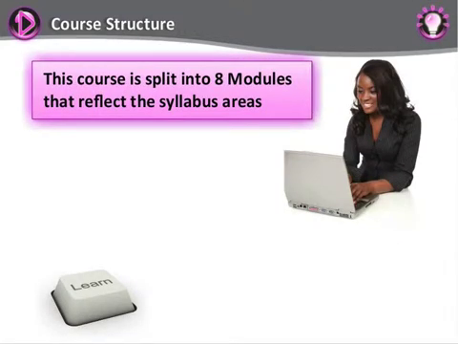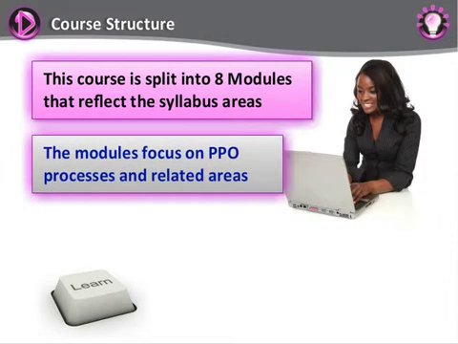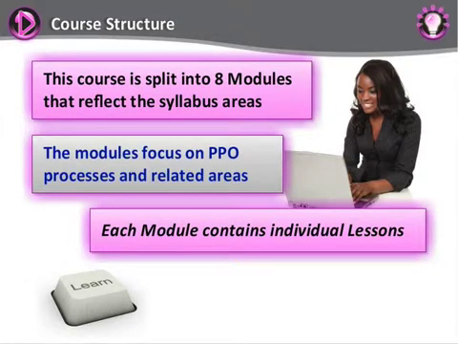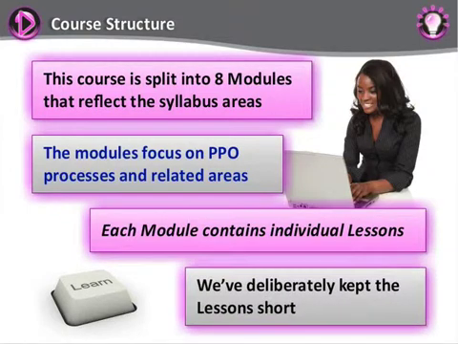This course is split into 8 modules, which reflect the main subject areas. The modules will focus on the PPO processes and other related areas such as technology and implementation. Each module contains individual lessons to allow you to divide your study into manageable sections. Remember, the ability to take regular breaks is one of the advantages of learning online. We've deliberately kept the lessons short so you can study in the most efficient way and easily return to areas of interest.